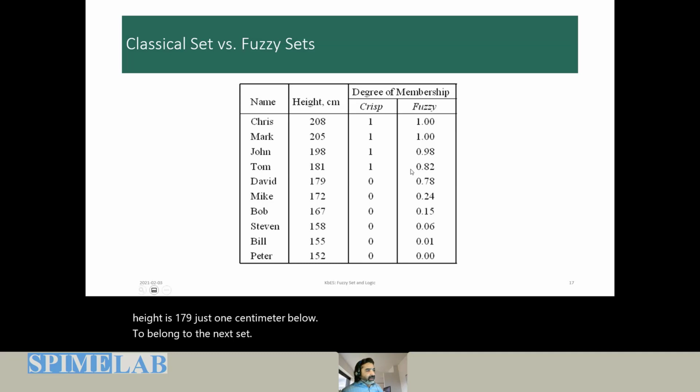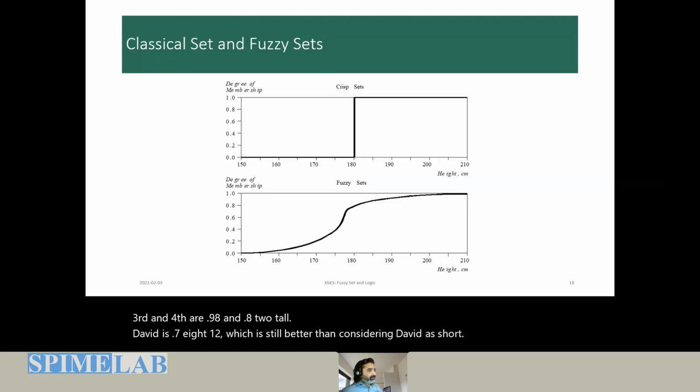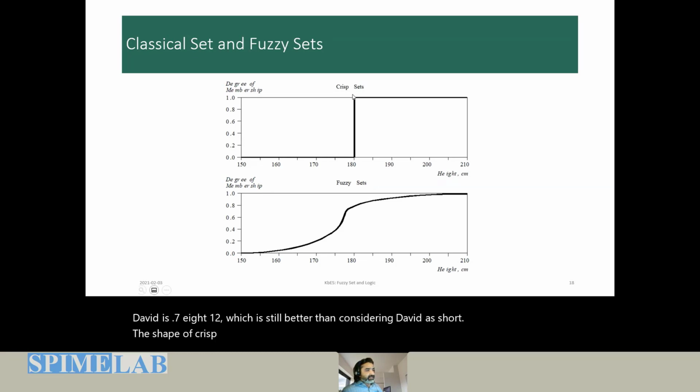the threshold to belong to the next set. However, if we look at the fuzzy membership value, then we can assign the height to the tall set or short set with a degree of membership value. So the first two are surely tall, the third and fourth are 0.98 and 0.82 tall. David is 0.78 tall, which is still better than considering David as short. The shape of crisp sets will look like this, a step function, but fuzzy sets will transit from one concept to the other in a smooth function.